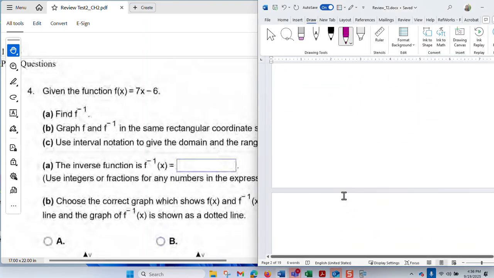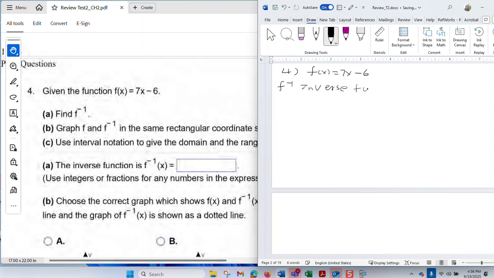Number 4, finding the inverse. We have f of x equal to 7x minus 6. In order to have an inverse function here, you have to have a one-to-one relationship. So what is a one-to-one relationship? That means one x can only have one y, and one y can only have one x.